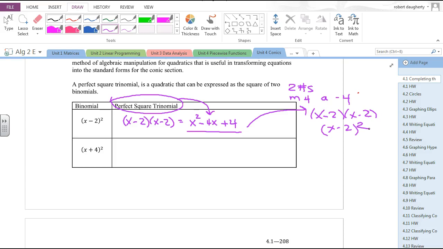Now, when we were back in the fall solving quadratics, what was one of the methods we could use to solve a quadratic?